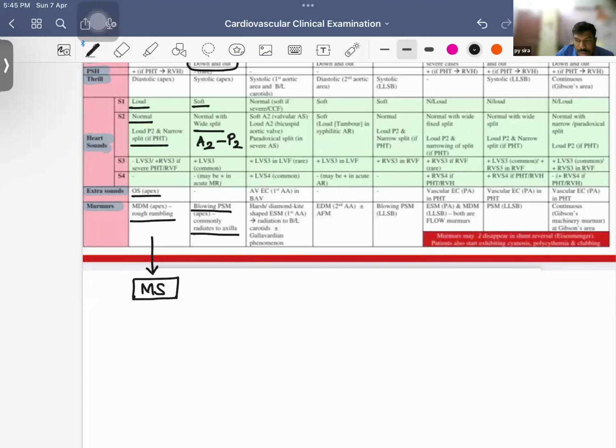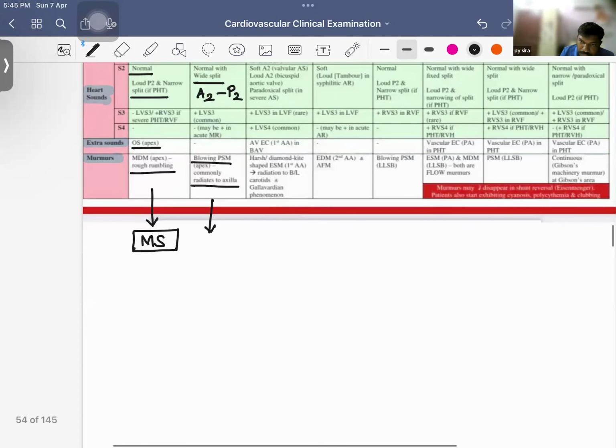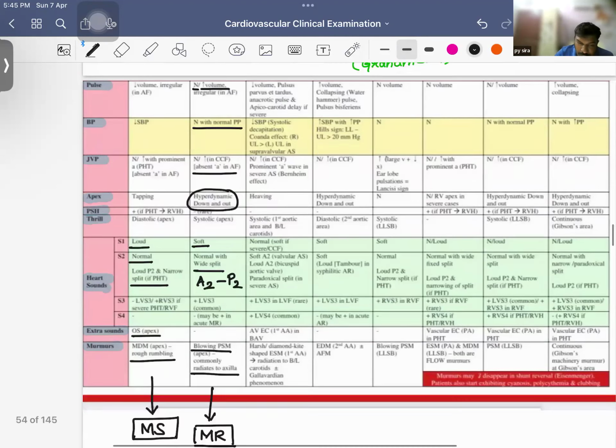What will be your diagnosis? So soft S1 is there. Then your diagnosis is going to be mitral regurgitation. Mitral regurgitation.